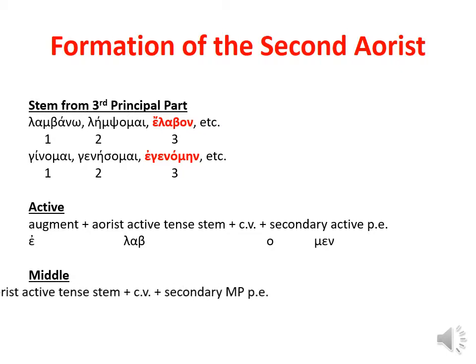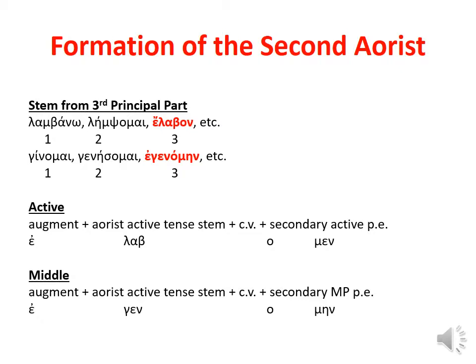Formation of the second aorist middle. Exactly the same with one exception. Now we use secondary middle passive personal endings. So augment, aorist stem from the third principal part, connecting vowel, and your secondary middle passive personal endings.